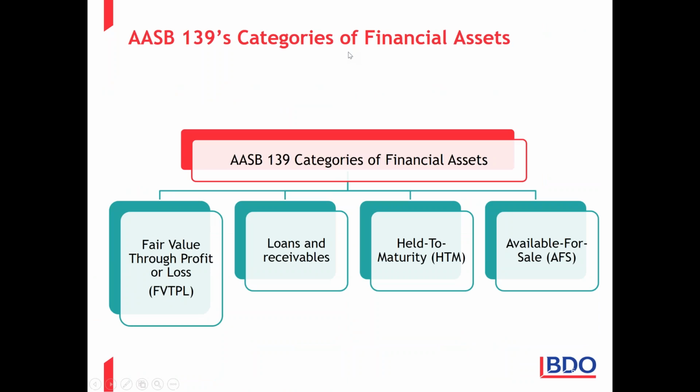So why do we have a new AASB 9? It all started in the global financial crisis. So if we look at the current categories of AASB 139, currently AASB 139 has 4 categories of financial assets. There's fair value through profit and loss. We've got loans and receivables, so our trade receivables, trade debtors, loan receivables. We've got held to maturity. And we've got available for sale financial assets.